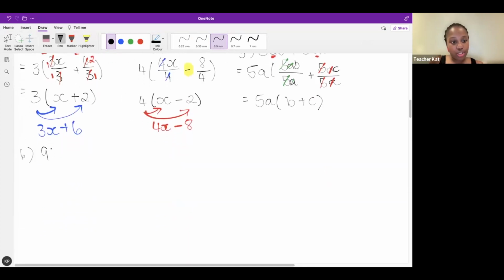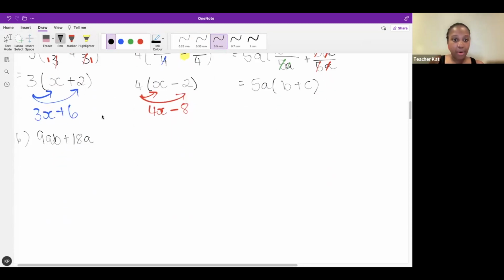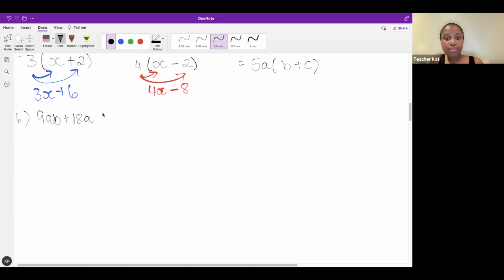So this is 9ab plus 18a. All right, let's go with the numbers. Highest common factor between 9 and 18. So we have a 9. Okay. Common variables that they have. Let's say a. And then 9ab over 9a plus 18a over 9a.